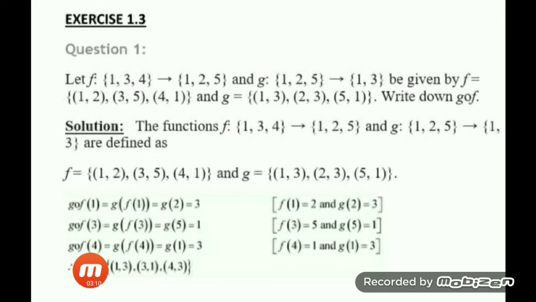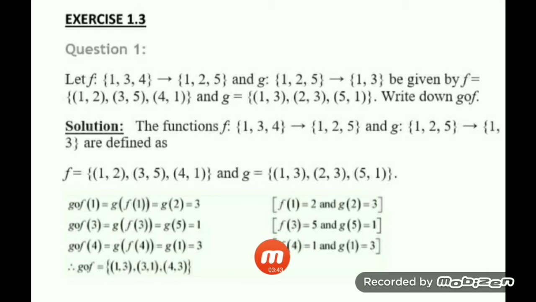After that, gof of 4. By definition, it will be g of f of 4. It is known to you because the definition of gof is gof of x equals g of f of x. 4 is related to 1, so f of 4 is 1. Here I have written all these things. g of 1 means 1 goes to 3, so g of 1 is 3. So what is the result we have got in gof? The first element 1 is related to 3, so (1, 3) is the first ordered pair. Then we have (3, 1). Then 4 is related to 3, so (4, 3). So this is your gof.